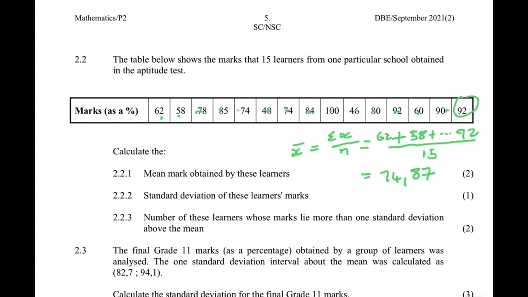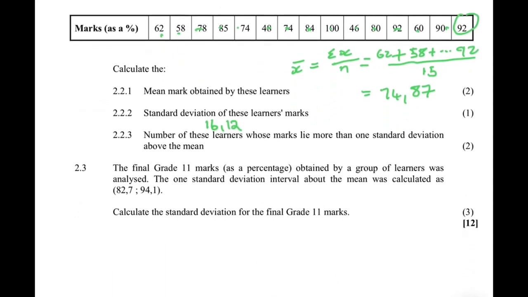But then when I did it on my calculator, I'm getting a standard deviation of 16.12, right? And then 2.2.3 says let's calculate the number of these learners whose marks lie more than 1 standard deviation above the mean. So let me just write it here. We have the mean plus the standard deviation, right? So we want the marks that lie 1 standard deviation above the mean.